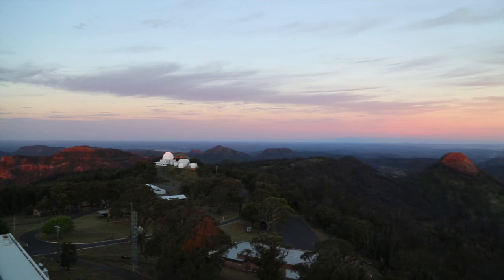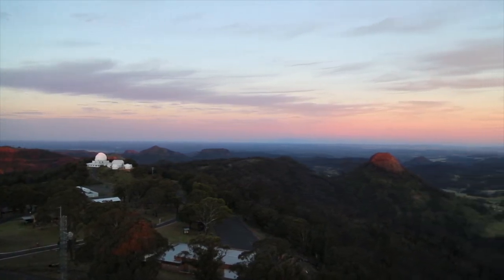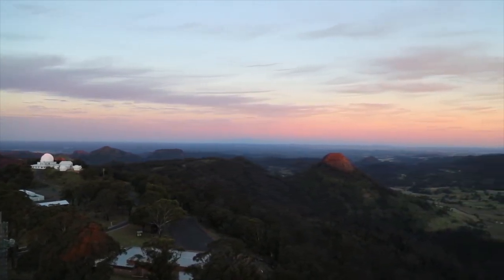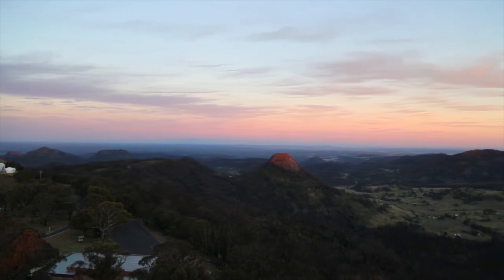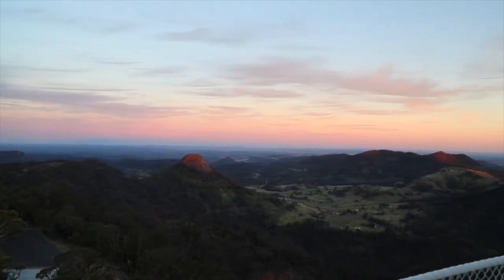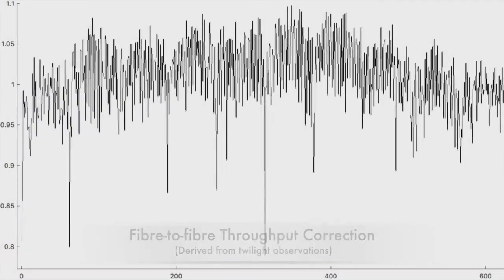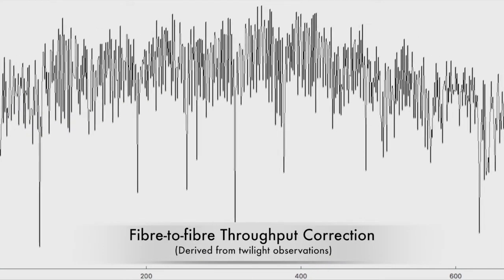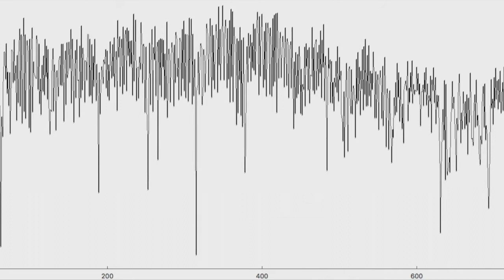Fiber flats require the telescope to be illuminated with a uniform surface. Therefore, astronomers will either use the sky itself at twilight, or a specially painted and illuminated surface inside the telescope dome. Science data is then divided by the detector flat and the fiber flat calibrations to correct for any sensitivity variations.